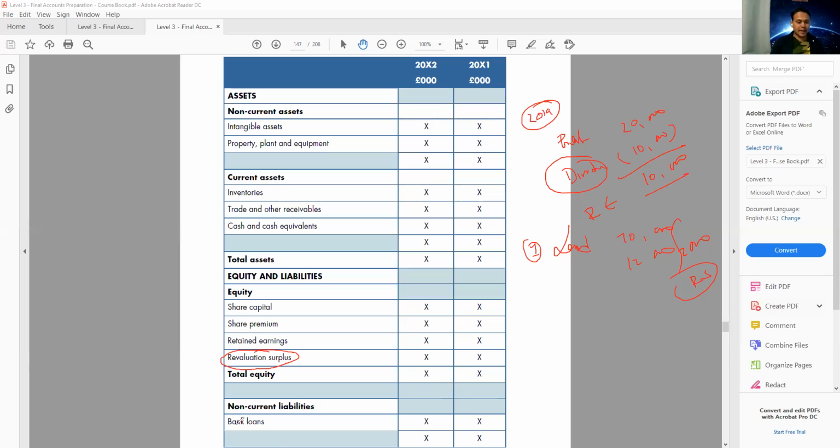All right, the next one we have is bank loan. I don't think I need to discuss that. You already know what a bank loan is.